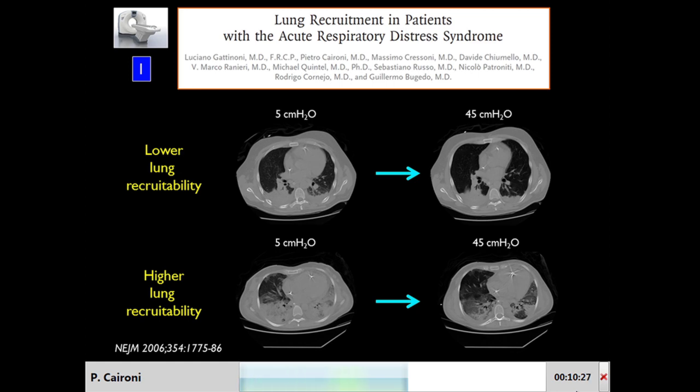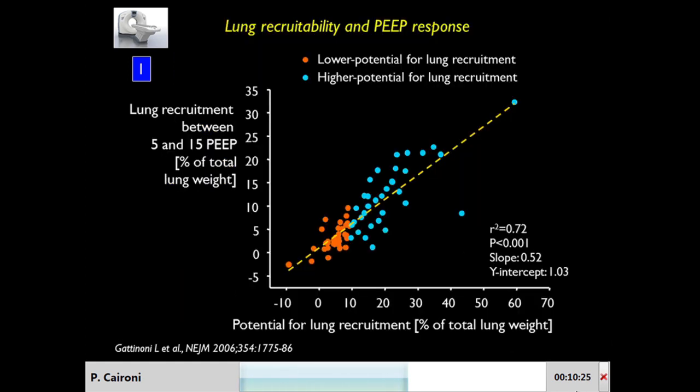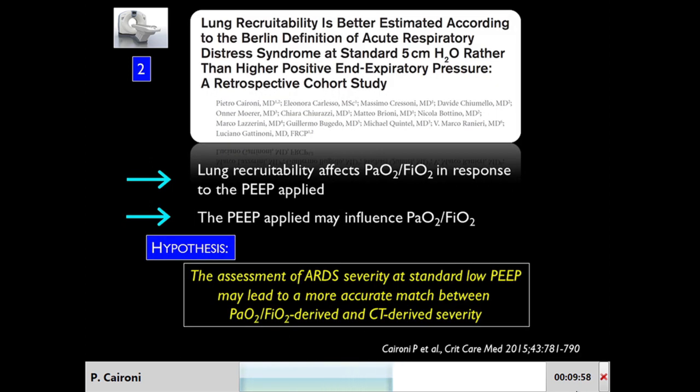And of course, the maximal lung recruitability appeared to be strictly related to the lung recruitment derived by the increase of PEEP from 5 to 15. If we have patients with high lung recruitability, if we apply a higher level of PEEP, we are able to keep open about 50% of the lung, while there's no sense, no rationale to apply a higher level of PEEP in patients with low lung recruitability. And this is a more recent study published a couple of years ago.